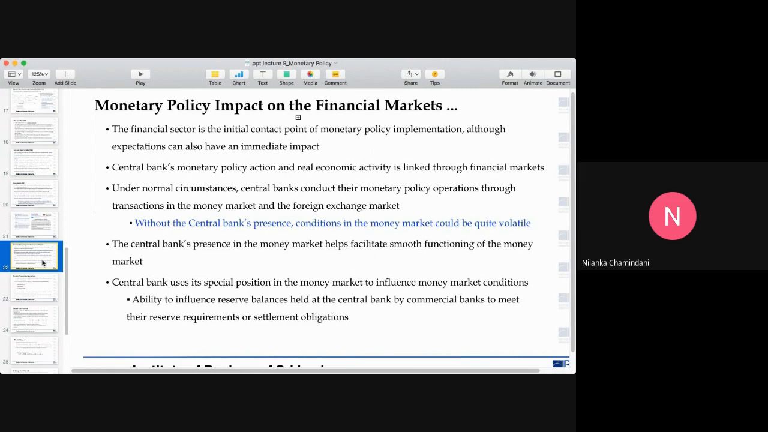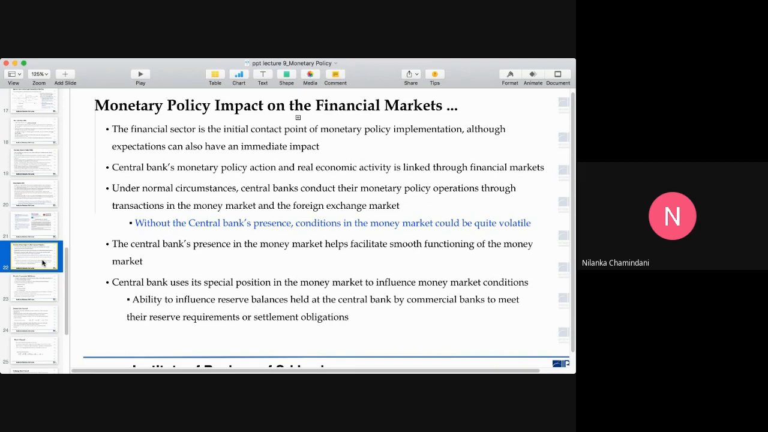The central bank uses its special position in the money market to influence money market conditions. As you saw, the central bank can directly or indirectly influence the market interest rate by open market operations, by changing the volume of liquidity, and also by setting the interest rate. The central bank can thereby influence the short term interest rate.